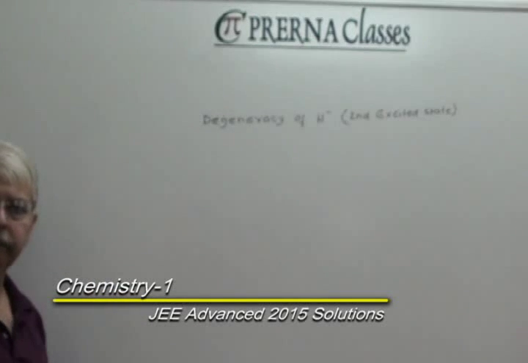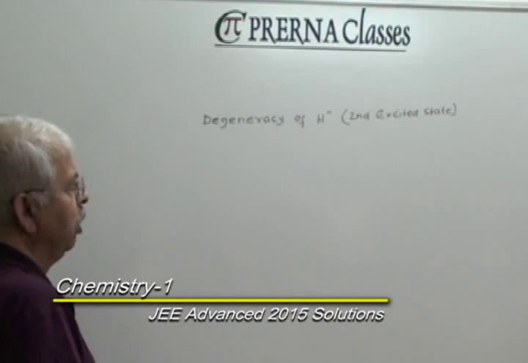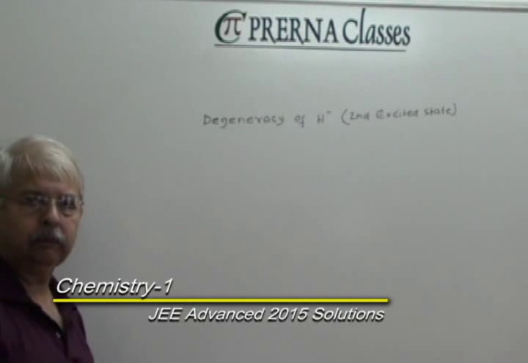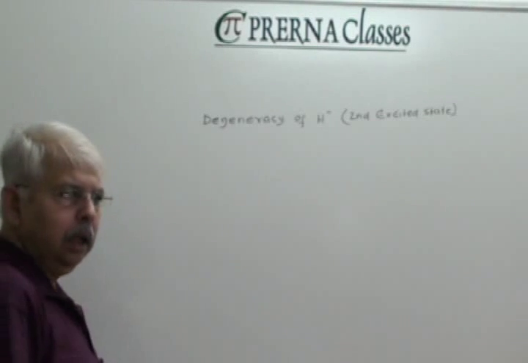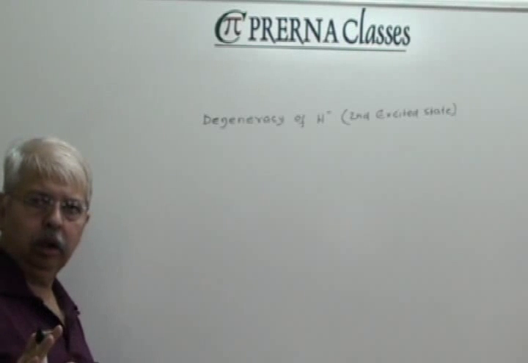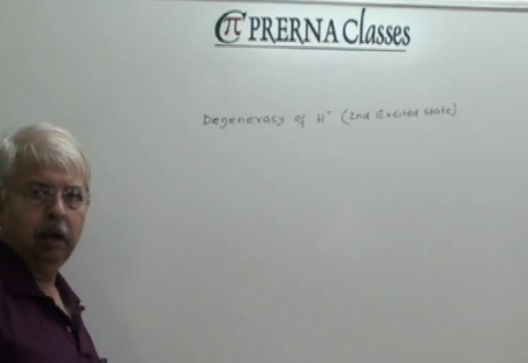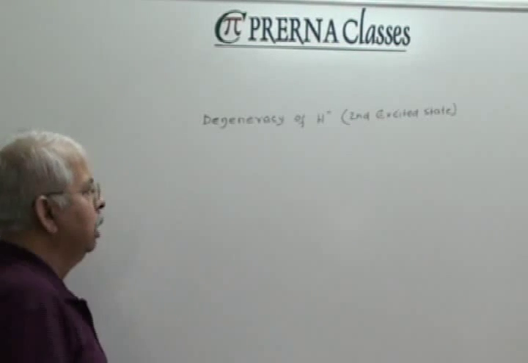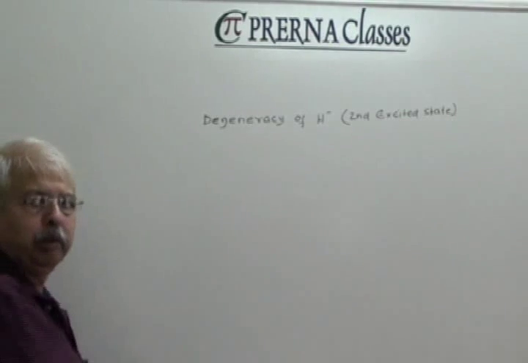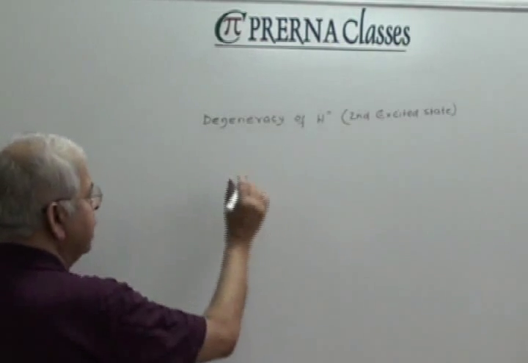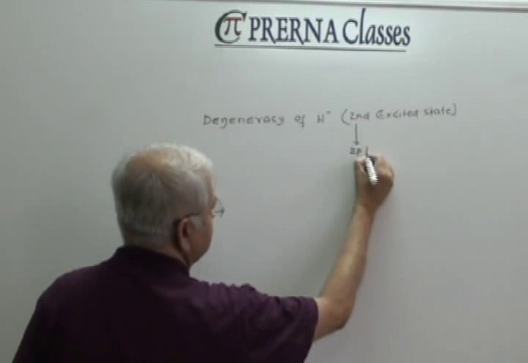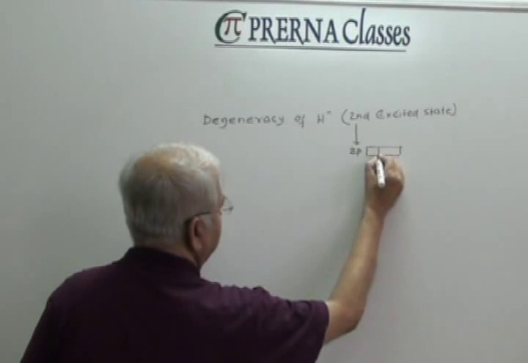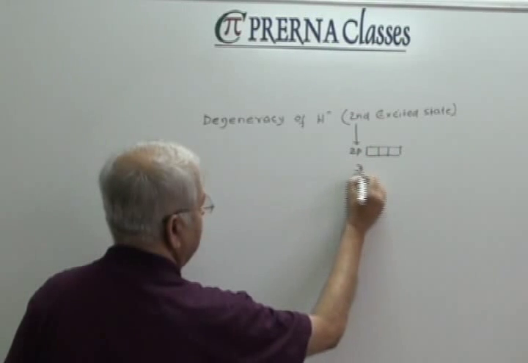He has asked me to calculate the degeneracy of the second excited state of H-. For a multi-electron system like H-, energy depends on 2 quantum numbers, both n and l. Keeping that in view, the first excited state in this case will be 2s. And the second excited state will be 2p. That has 3 orientations. So clearly the answer is 3.